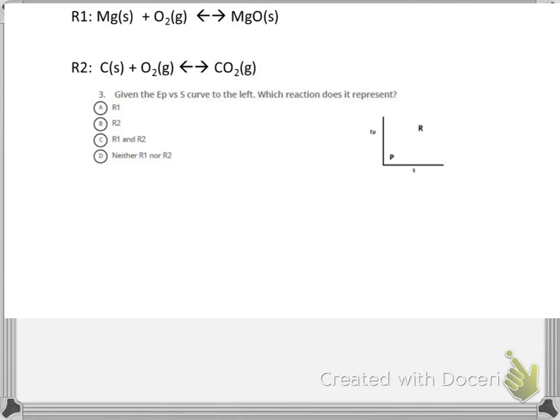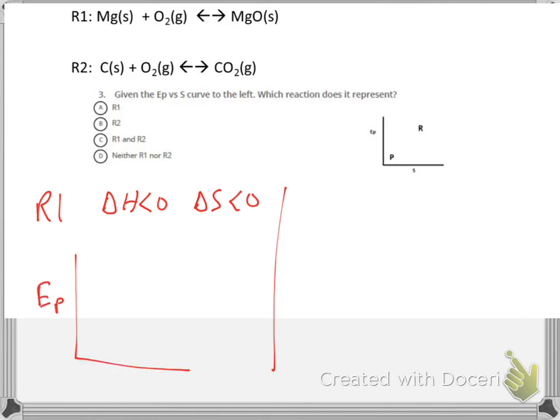And this question asks us to pick which reaction this potential energy versus S curve represents. So from the first problem, we assigned that R1 is delta H less than 0, delta S less than 0. Generating the potential energy curve for that, we first assign potential energy. We see that the products have less potential energy than the reactants because the sign is negative. We then assign entropy. That means that it's negative, so the reactants have higher entropy than the products. So we'd have this curve.